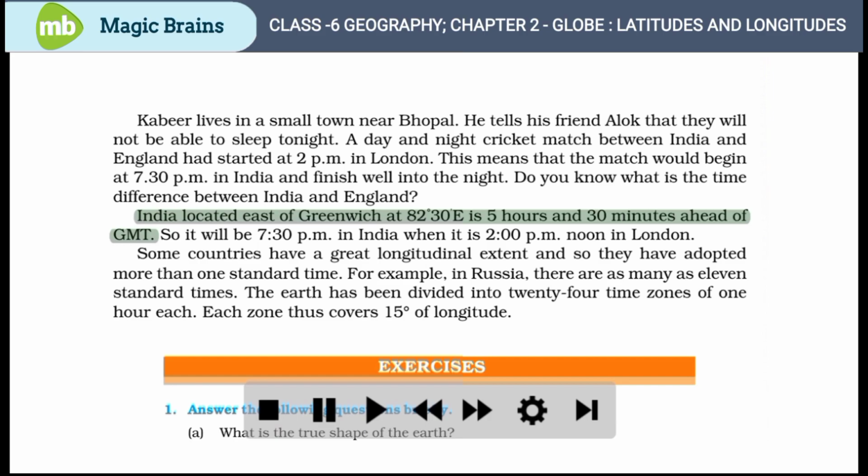India, located east of Greenwich at 82 degrees 30 minutes east, is 5 hours and 30 minutes ahead of GMT. So, it will be 7:30 p.m. in India when it is 2 p.m. noon in London. Some countries have a great longitudinal extent, and so they have adopted more than one standard time. For example, in Russia, there are as many as 11 standard times. The Earth has been divided into 24 time zones of 1 hour each. Each zone thus covers 15 degrees of longitude.